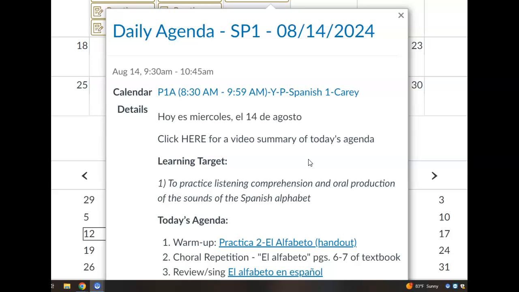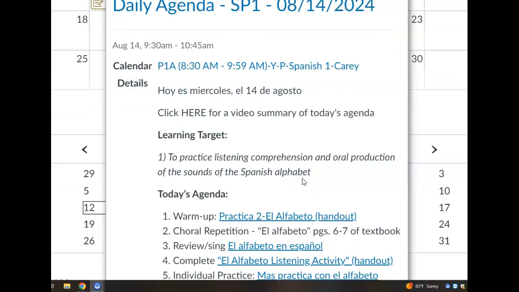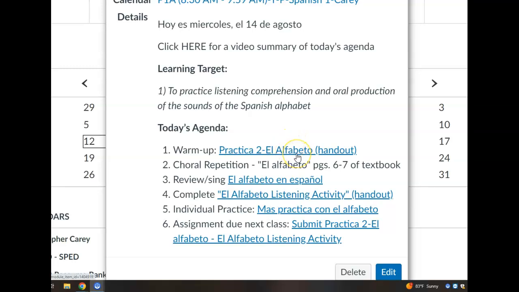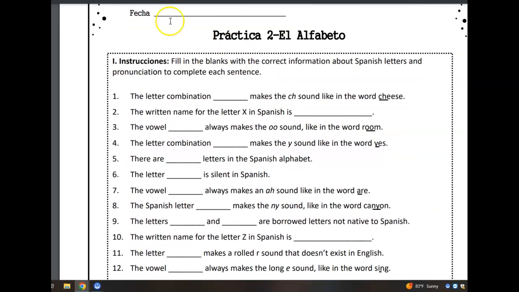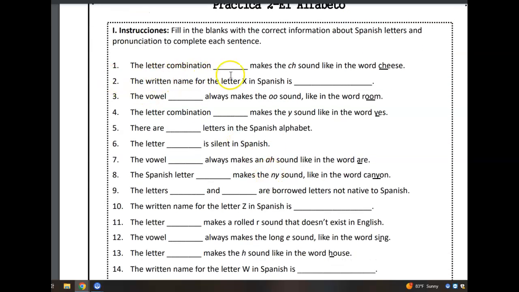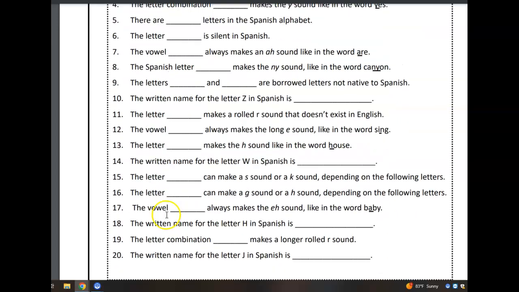Our learning target for today is to practice listening comprehension and oral production of the sounds of the Spanish alphabet, just as we had begun last class. Our warm-up is the first side of a handout that you guys are going to be getting today. The handout looks like this, and the front side, which says Práctica 2, el alfabeto, you guys are going to fill in the blanks with the answers to each of the following 20 questions.